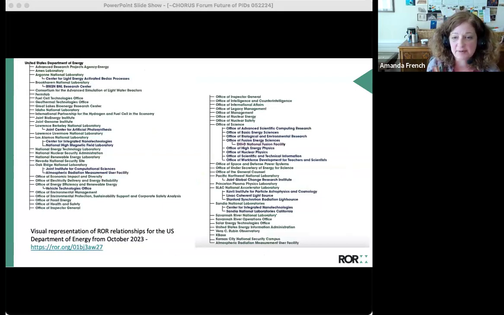Here is just an example. I bet this has probably changed since last October, but this is a visual representation of organizational hierarchy in ROAR. All of these entities that you see on the screen do have separate ROAR IDs, and they're all linked in ROAR metadata so that you can know, for instance, that the Brookhaven National Laboratory has the U.S. Department of Energy as its parent.